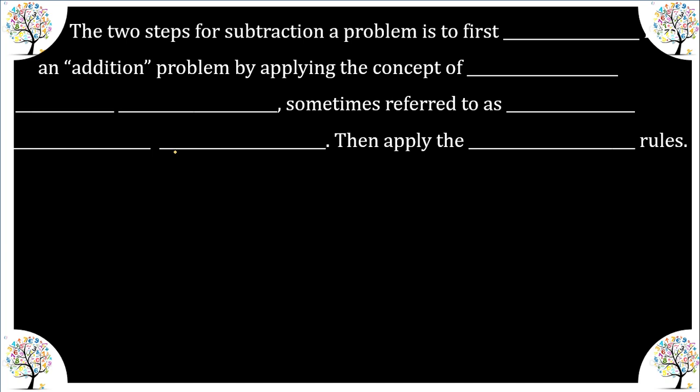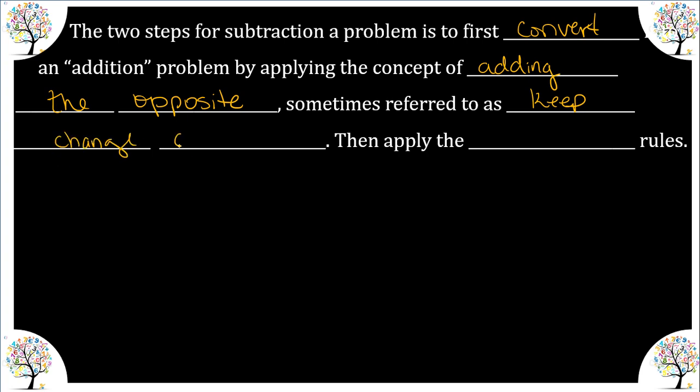The 2 steps for subtraction are to first convert to an addition problem by applying the concept of adding the opposite. So anytime we have subtraction and we're dealing with integers, we're going to apply add the opposite. Sometimes this is referred to as keep, change, change. So sometimes your teacher may say keep, change, change. And then once you convert your subtraction problem to addition, then you apply the addition rules that we learned in the previous lesson.